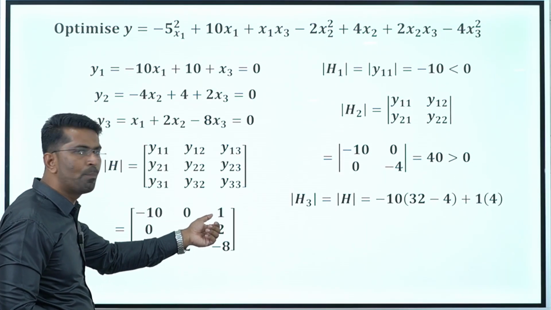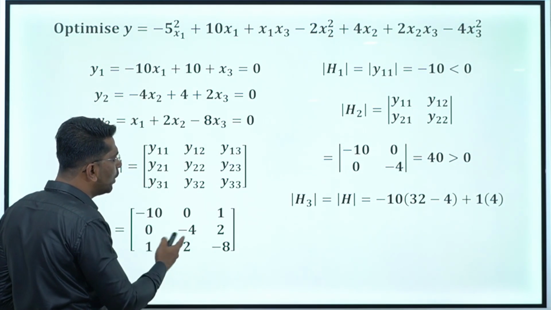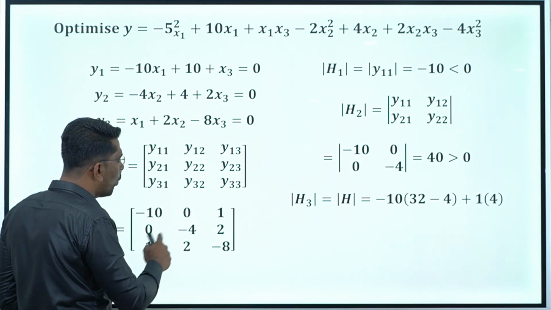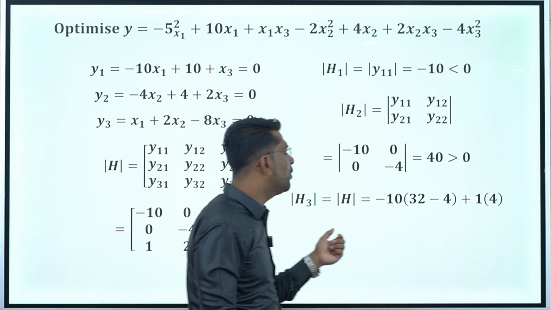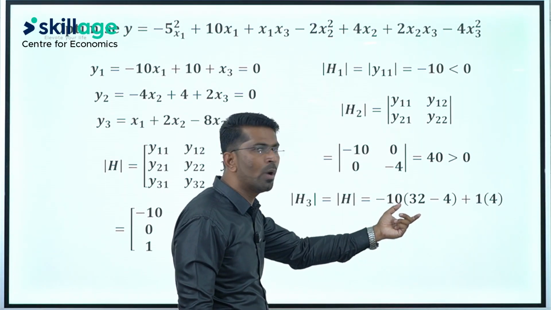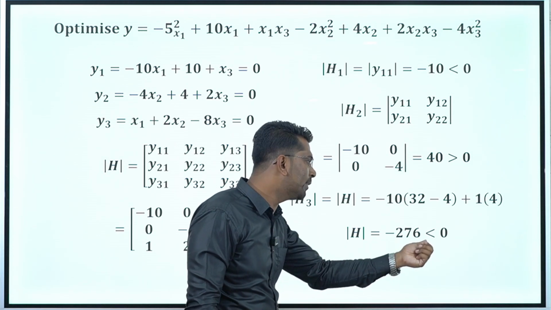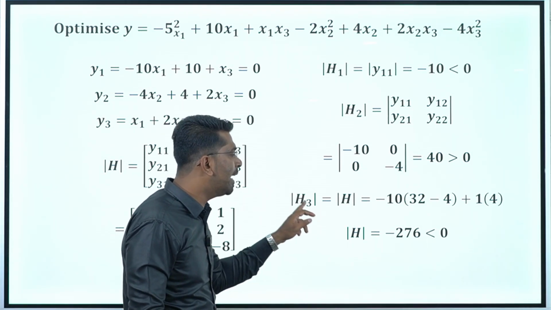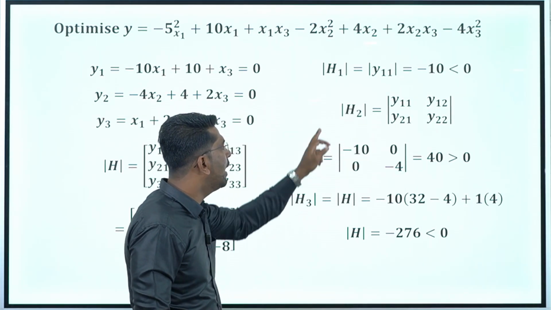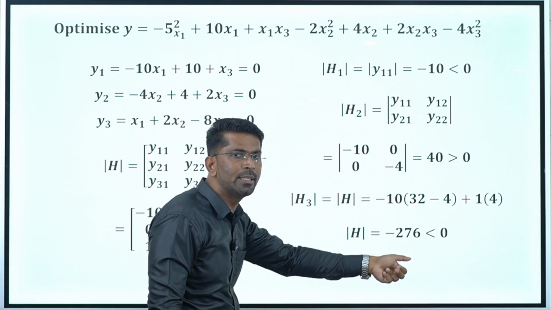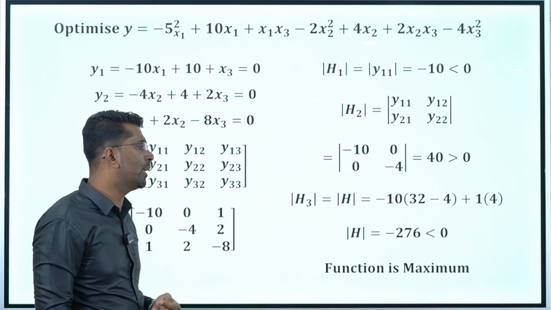So I am going to take the third element, plus 1, crossing out the concerned row and column, then 0 into 2 will become 0, multiplied by minus 1 into minus 4, which is minus into minus, equal to plus, so it will become 4. If you simplify and calculate accordingly, it will become minus 276, which is less than 0, that is H3 is less than 0. So see here: H1 is less than 0, H2 is greater than 0, H3 is less than 0. We have alternating signs, so we can say that this given function is maximized.